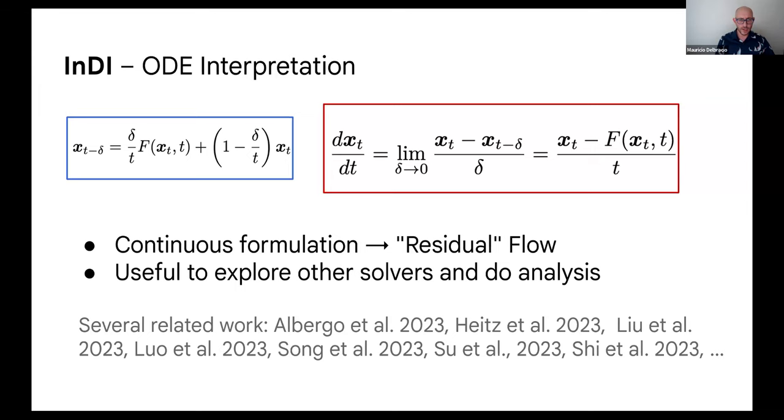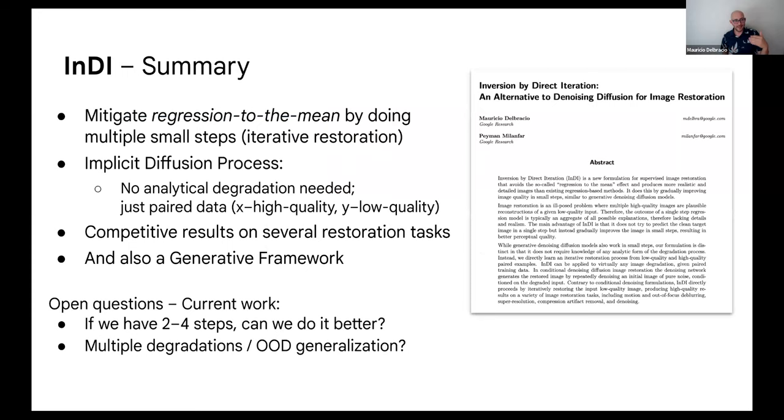As a summary, I wanted to mention that INDI is exactly that. It's an iterative procedure that was designed in order to mitigate this regression to the mean by moving little by little. It is a diffusion process, but it's implicit. We don't have an analytic degradation as in the noising diffusion models, where they need to control the noise level. Here, we are just given paired data, and from there, everything is a linear scheduling. The results are competitive in many restoration tasks, or even state of the art. And the same formulation is also a generative framework.